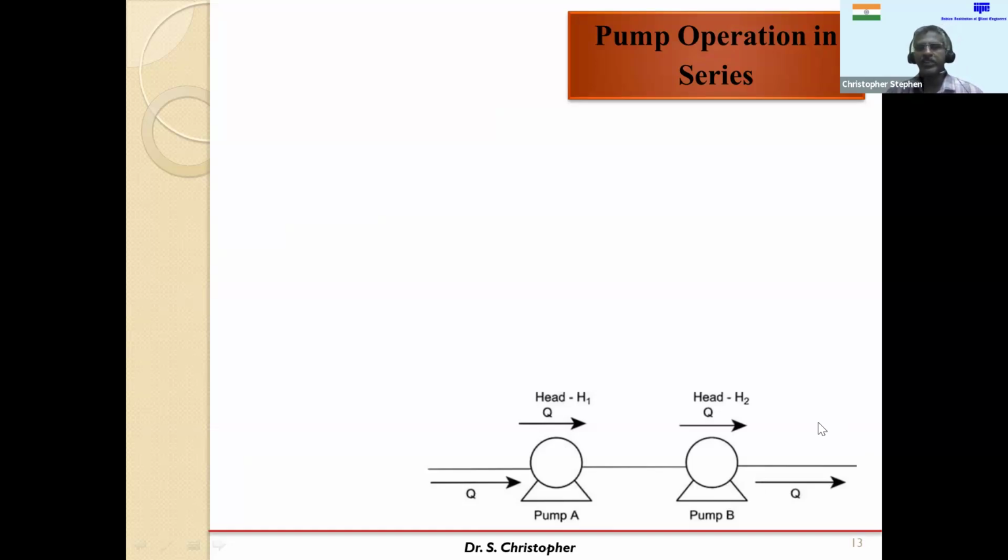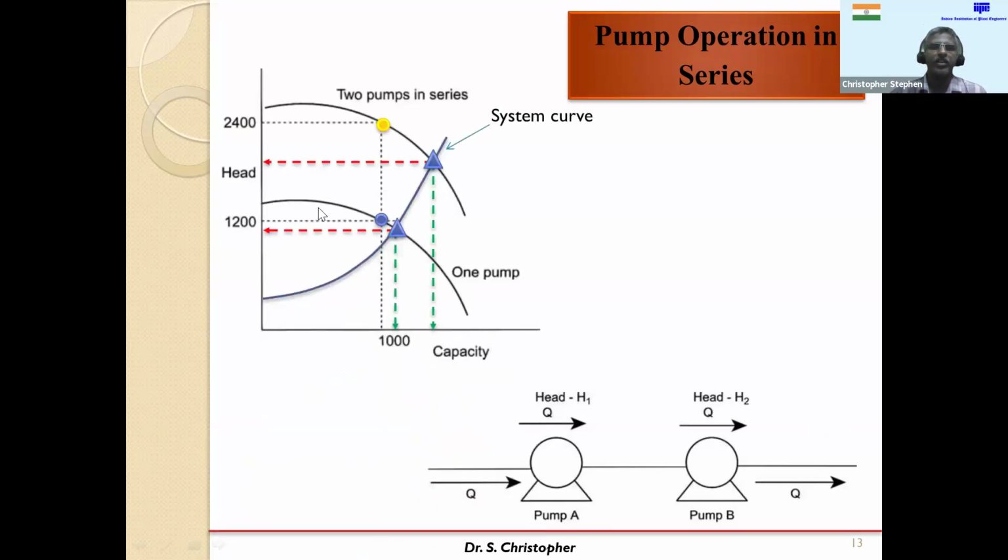So based on the previous analogy from the parallel operation, again we can say that here the head is twice, but in reality, it won't be the same. We can see from the characteristic curve. The below curve is for a single pump, and the top one is for two pumps in series. So definitely the head developed will be more. Whenever I draw the system curve, you can see this is the intersection operating point for a single pump. This is the operating point for two pumps operating in series.